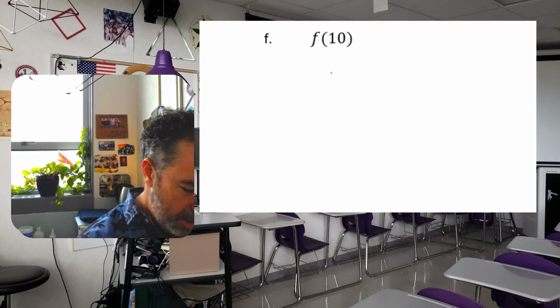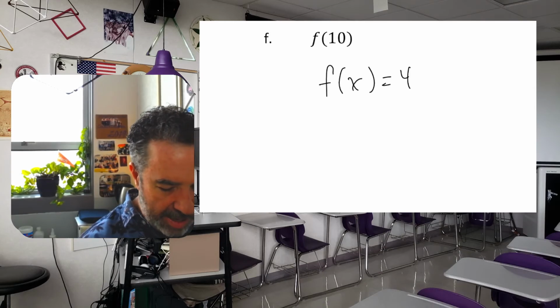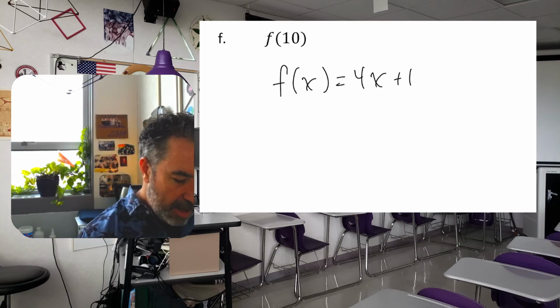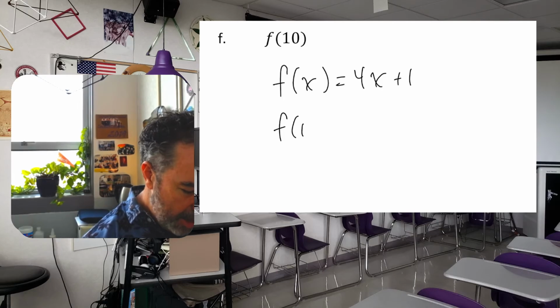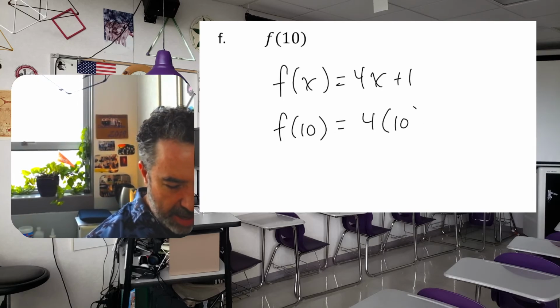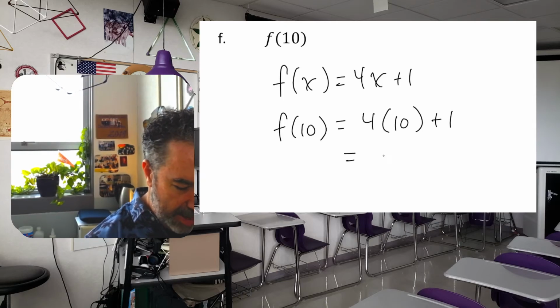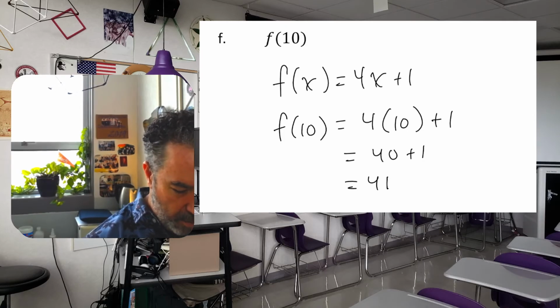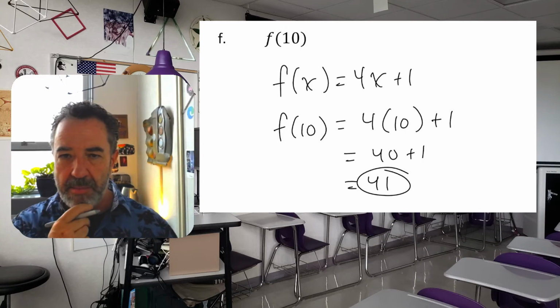F of 10. So again, my rule f of x was 4 times the input plus 1, right? 4 times the input plus 1. So my input is 10. So where x was, I'm going to place that value of 10 and add 1. So f of 10 is going to be 40 plus 1. F of 10 is equal to 41. So that's the last answer on that page.